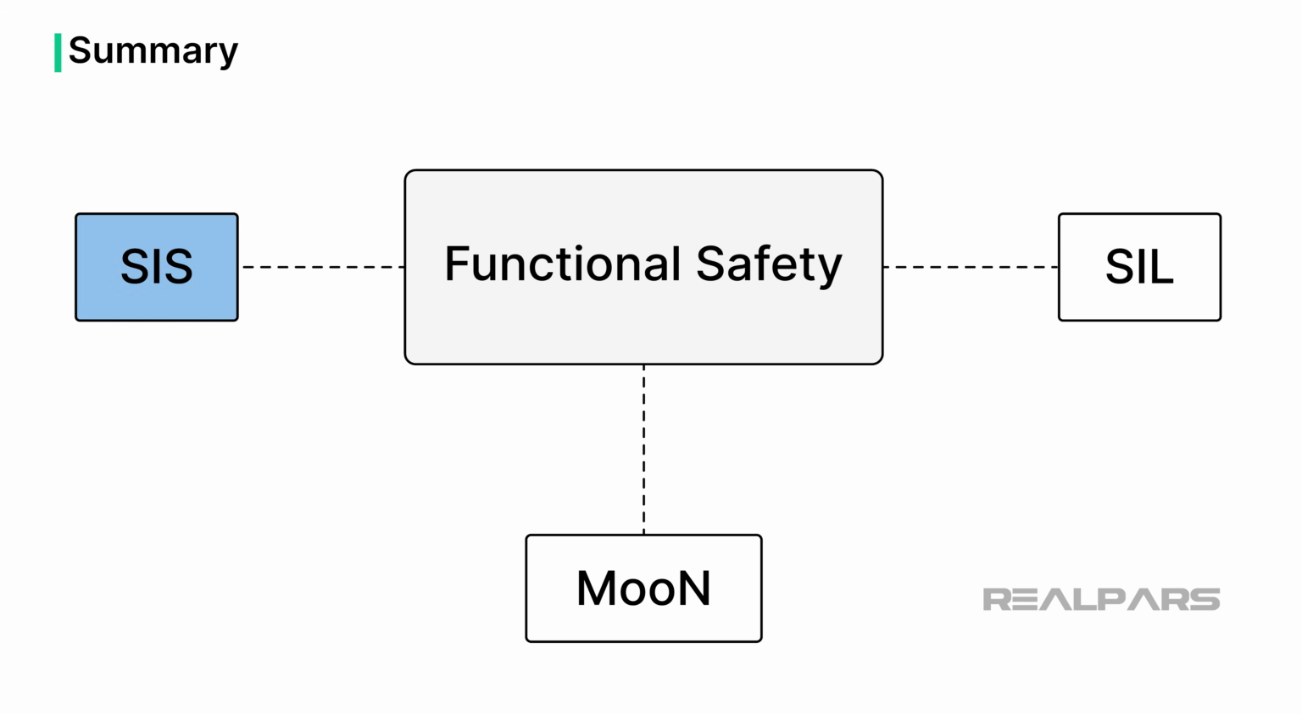Understanding SIS, SIL, and M out of N systems is crucial for ensuring functional safety in various industries. This video has provided introductory insights into the layers of protection, integrity levels, and collective decision-making frameworks involved. We've just barely scratched the surface of functional safety. Keep exploring and learning to enhance safety protocols and mitigate risks effectively.